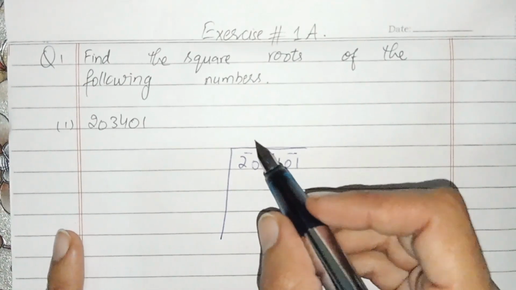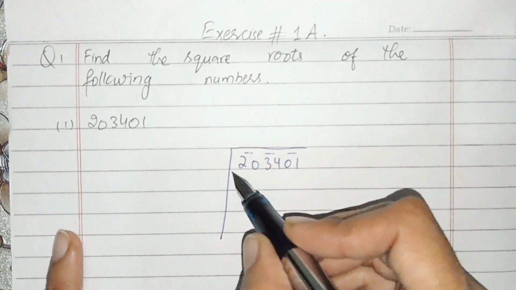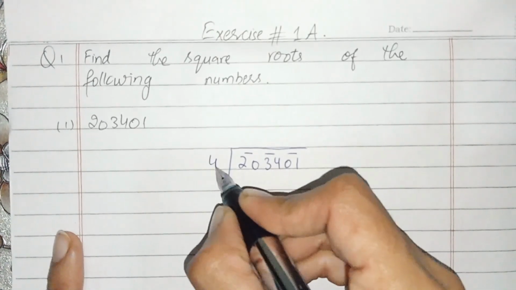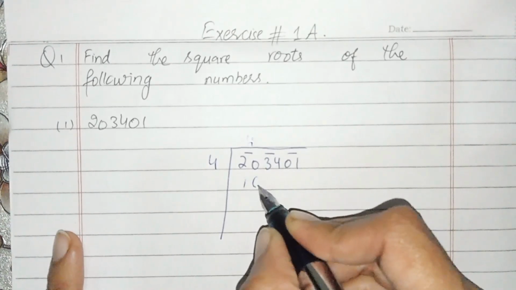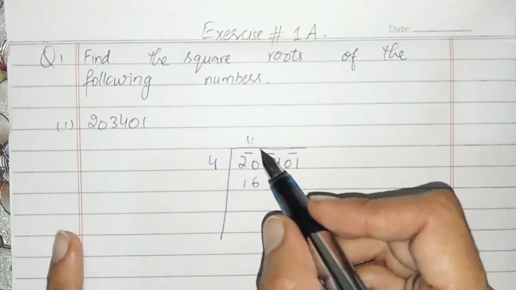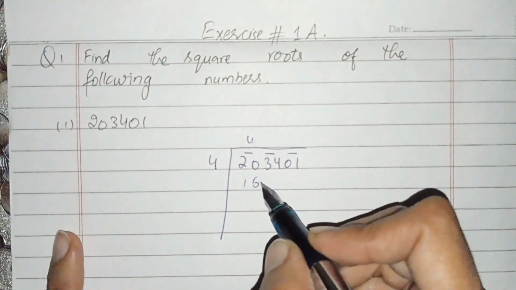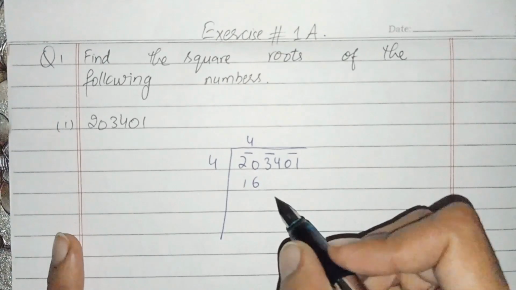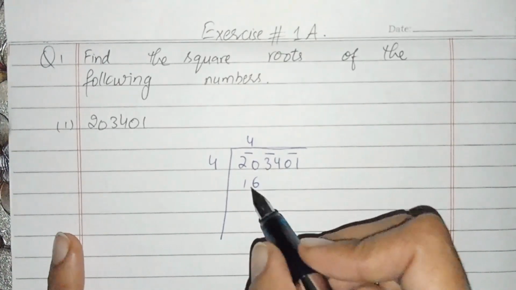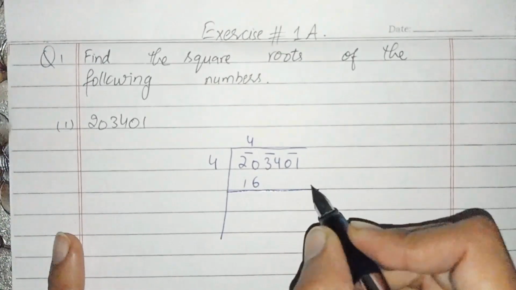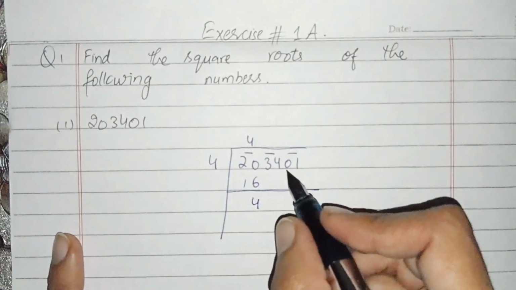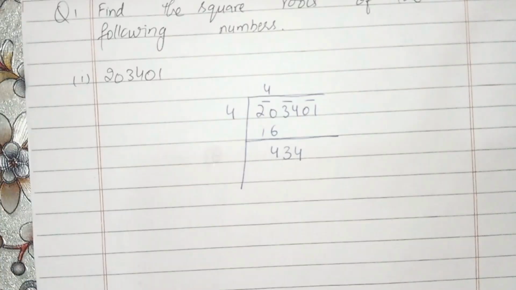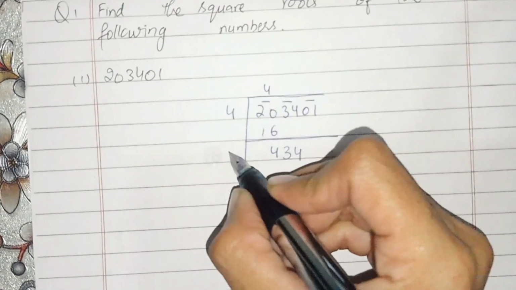Then you have to find the number whose square is less than 20. 4 multiplied by 4 we get 16. We have to write there 4 and 4 and 16. You know that 5 multiplied by 5 we get 25, which is greater than 20, and 3 multiplied by 3 is less. So 4 multiplied by 4 is the appropriate value, and now by subtracting we get 4 and the pair comes down. Now students, 4 plus 4 we get 8.